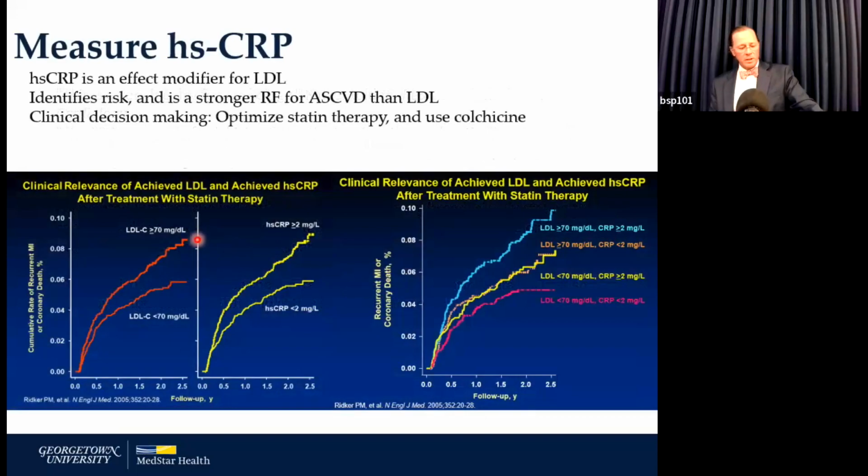For a long time, we've known that while LDL matters for events, and lower LDL is better than high LDL, lower CRP matters for events too. And it's an interaction. CRP is an effect modifier for LDL. You want a low LDL and a low CRP. At any given level of LDL, a higher CRP portends increased risk because you have more inflammation for that given burden of LDL. So CRP identifies risk. It's actually a stronger risk factor for cardiovascular disease than LDL. The odds ratios for high CRP are actually higher than LDL.